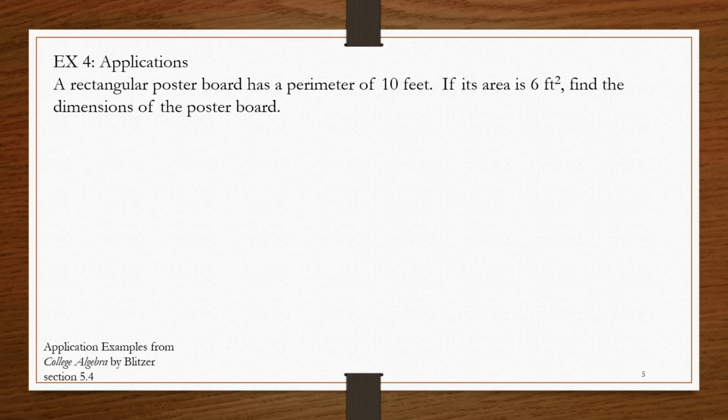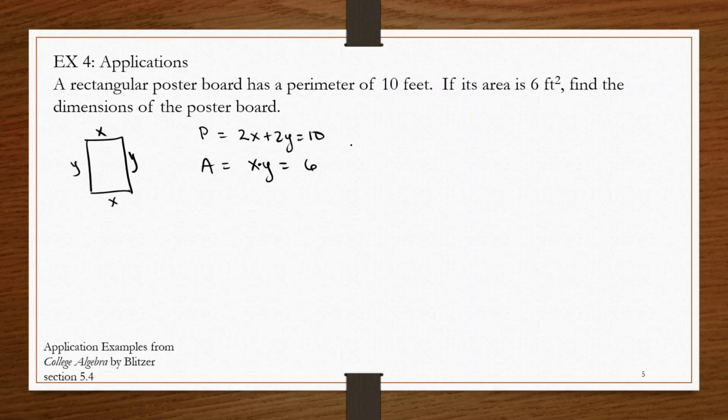All right, so here's an application of this. So we have a rectangle. We'll call it X and Y. And then its perimeter is 10 feet. So the perimeter would be 2x plus 2y equals 10. Okay, that's the distance all the way around. Its area would be x times y, and that's going to equal 6.